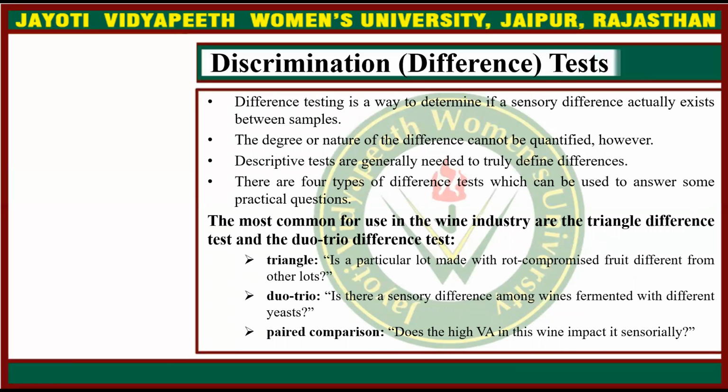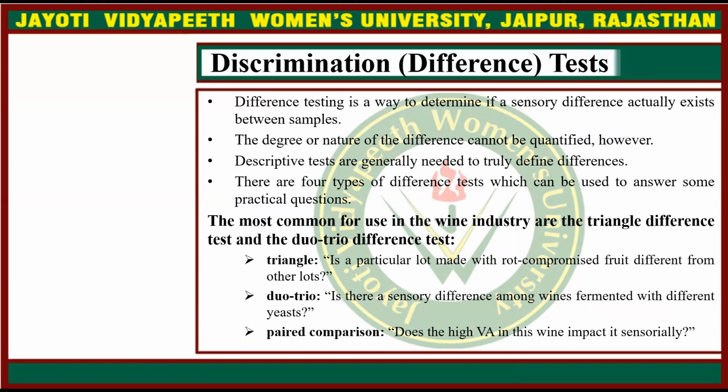Difference testing is a way to determine if a sensory difference actually exists between the samples. The degree or nature of the difference cannot be quantified. However, descriptive tests are generally needed to truly define differences. There are 4 types of difference tests which can be used to answer some practical questions. The most common for use in the wine industry are the triangle difference test and the duo trio difference test.